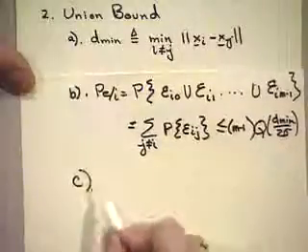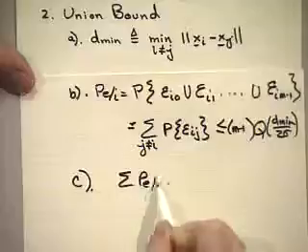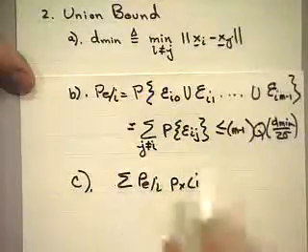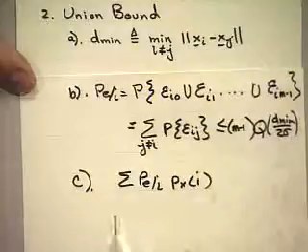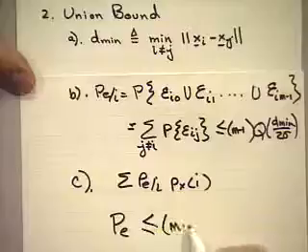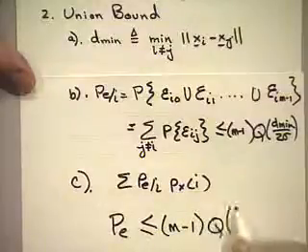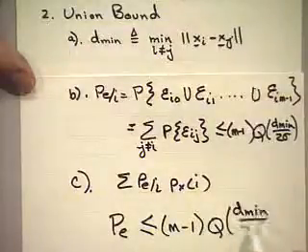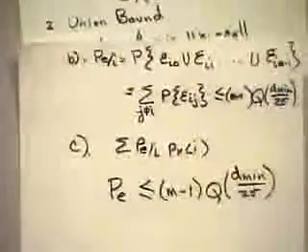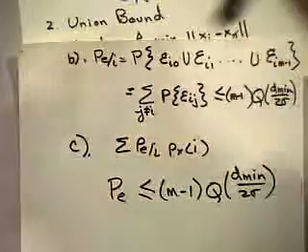So now if I go in a third step and I say summation of p i times the probability of error given x i, it doesn't matter, because this pulls outside the sum since it's independent. So the overall probability of error is going to be less than or equal to m minus 1 times Q of d min over 2 sigma. And that's the union bound for computing probabilities of error. Now, this is certainly an upper bound on probability of error. It's not necessarily always really tight.